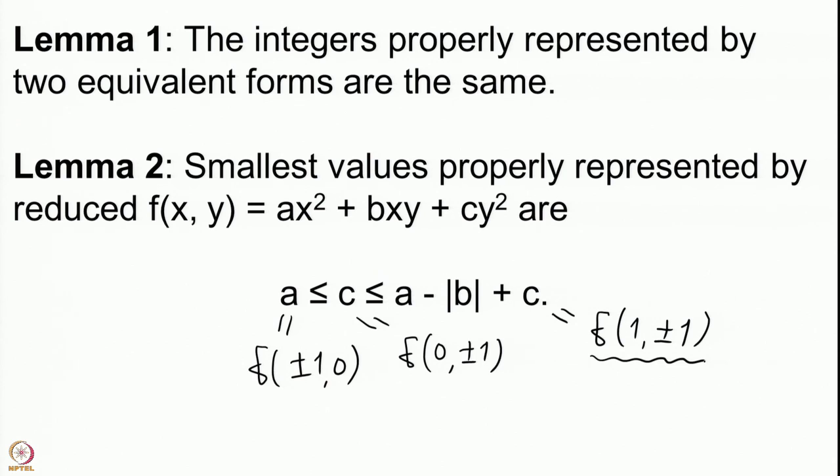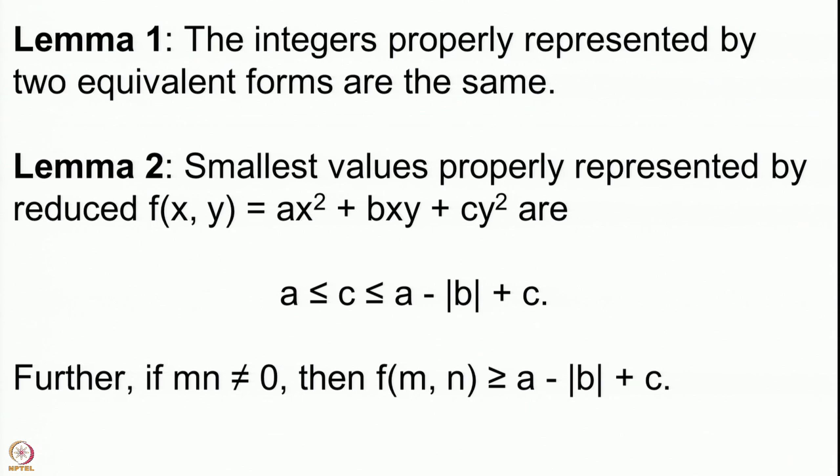Actually we had proven a stronger statement: if you take m comma n such that both are not 0, that means the product m into n is not 0, which means that none of them is a 0 integer, then f of m comma n is at least the last of these three, that is, at least A minus mod B plus C. So, these are the two lemmas.